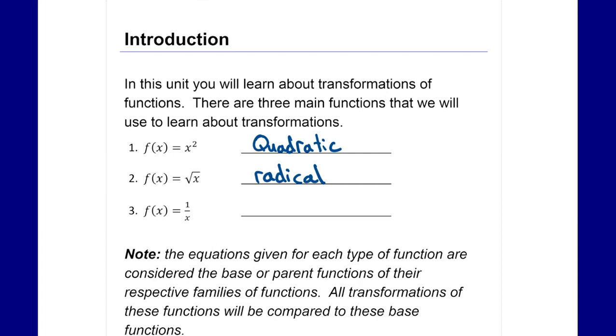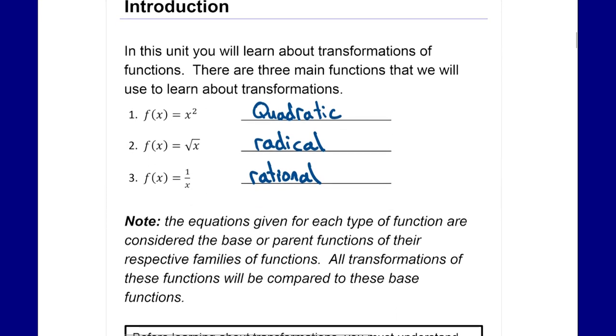The next one is f(x) = 1/x. This is our rational function. So we've dealt with these functions in a sense already. We've dealt with radicals, we've dealt with rationals, or expressions, we've dealt with them already. The quadratic one we have dealt a lot with, so we should be really familiar with those. But we are going to be looking at them going forward. These are going to be the main three that we look at.